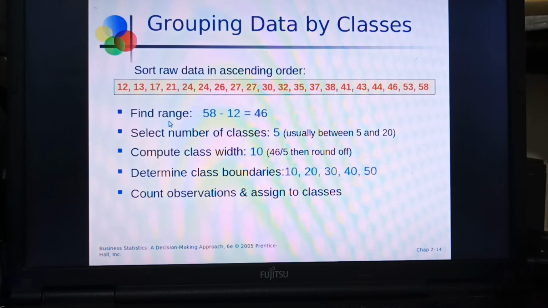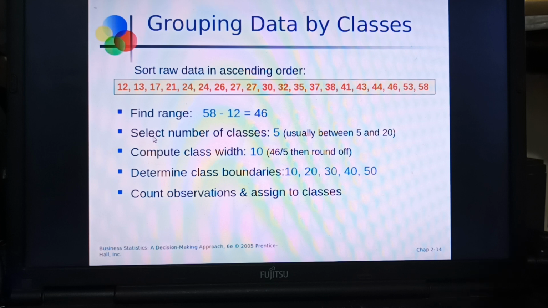Then find the range. The range of your data is the highest number, the maximum number, minus the lowest number. The highest is 58, the lowest is 12. So 58 minus 12 equals 46. That's the range of your data.